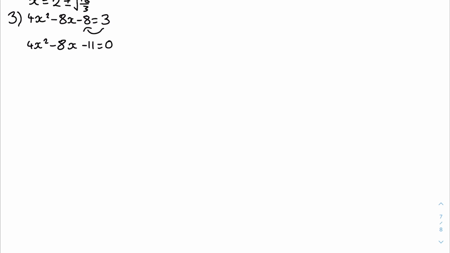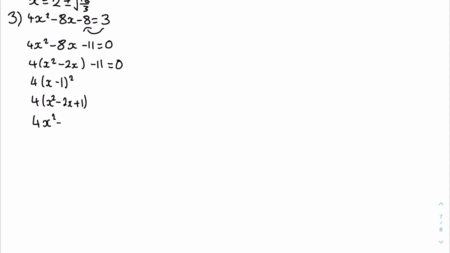Okay? And now we then want to factor out, because our a is greater than 1, we're going to want to factorise out our 4 just for the x squared and x terms. So we'll now have 4 bracket x squared minus 2x minus 11 is equal to 0. And we're then going to complete the square for the part that's in the brackets. So we've now got 4 bracket x minus 1 squared. We're going to want to expand that out, giving us 4 bracket x squared minus 2x plus 1. And then expand out the single bracket, giving us 4x squared minus 8x plus 4.